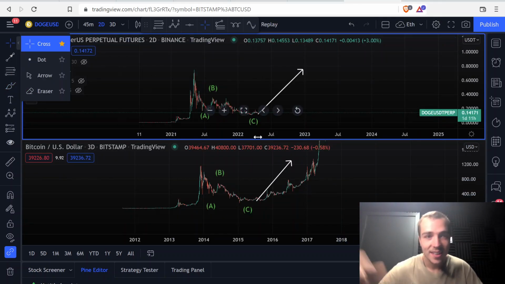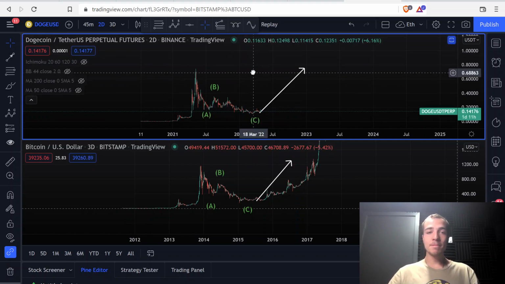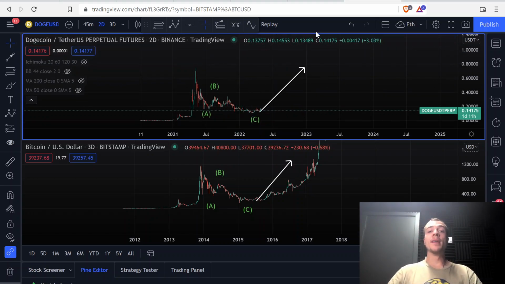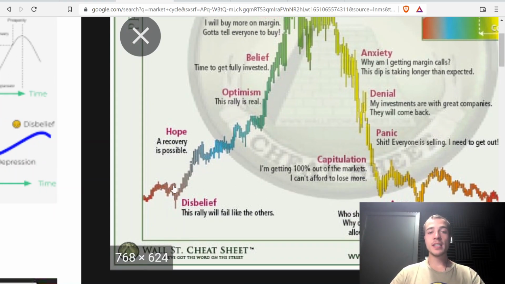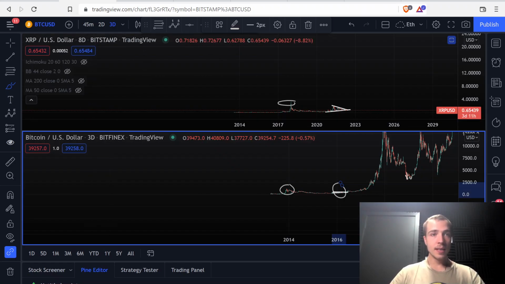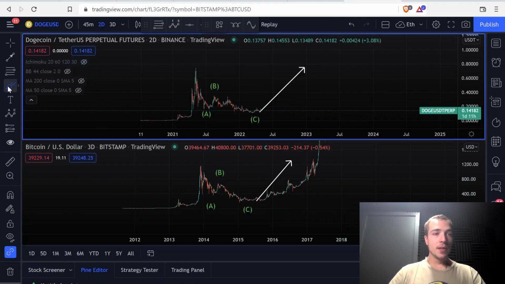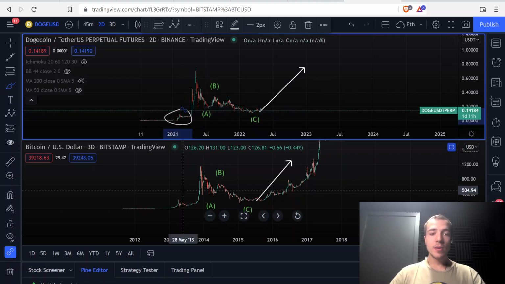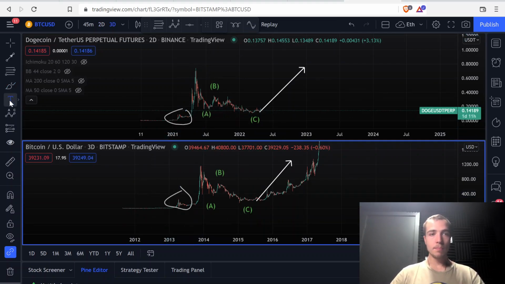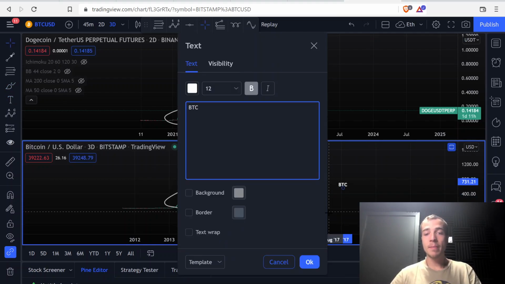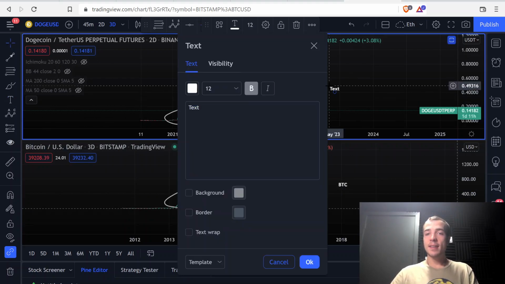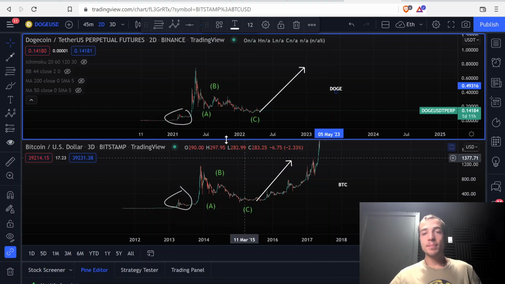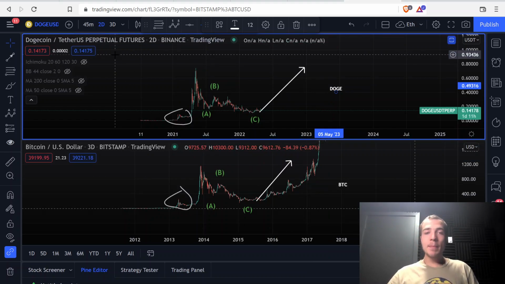Finally, Dogecoin. Dogecoin is extremely exciting. It looks exactly like Bitcoin did back in the day. So market cycles, again, we always get a first sell-off, which is also known as the disbelief phase. That's exactly what we see here with Dogecoin. We see disbelief with the first sell-off. This is Bitcoin on the bottom here in 2015, leading into its bull market to 20K. And this is Dogecoin today. A spitting image of the same thing.